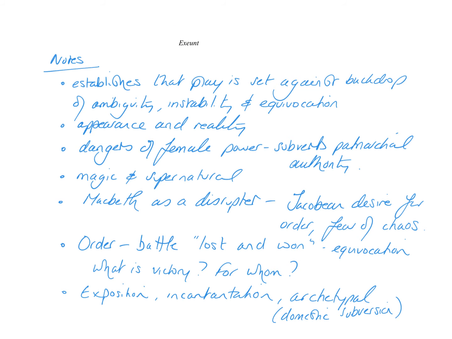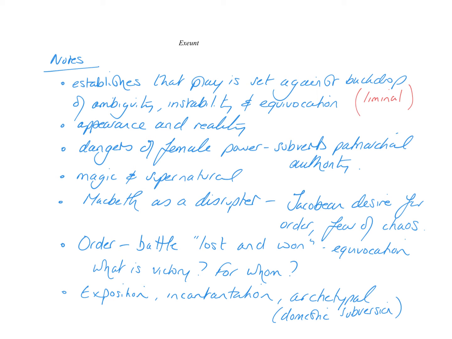What do you take from it? I'd probably make sure you've got a note that this scene establishes the play set against a backdrop of ambiguity, instability, and equivocation. Okay, so you've got problems with meaning, problems with things not being in balance, problems with definitions and borderlines. You might want the word liminal. Okay, liminal means on a boundary. Okay, kind of like on that threshold.